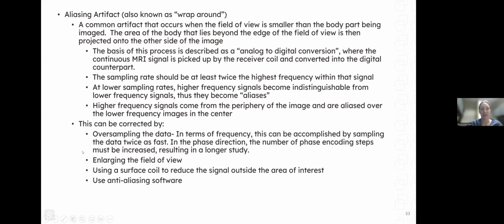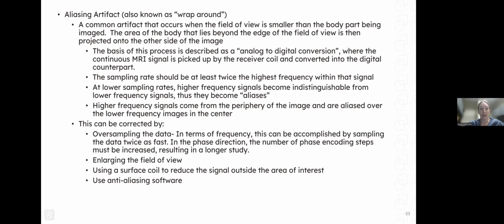We're also going to talk about something called the aliasing artifact, known as the wraparound artifact. It's a little hard to explain, but I'll try my best. This is a common artifact that occurs when the field of view is smaller than the body part that's being imaged. Just keep that in mind. The area of the body that lies beyond the edge of the field of view is then projected onto the other side of the image. The basis of this is described as an analog to digital conversion, where the continuous MRI signal is picked up by the receiver coil and then converted into a digital counterpart.